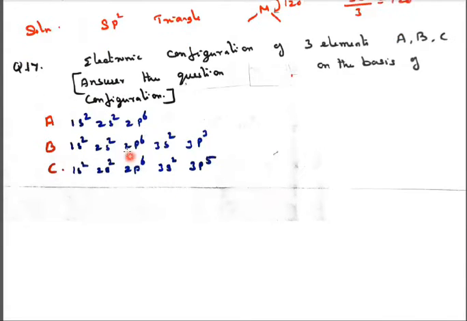So let us see this. Neon will have 10 electrons. Neon is 10, so totally it is 10.